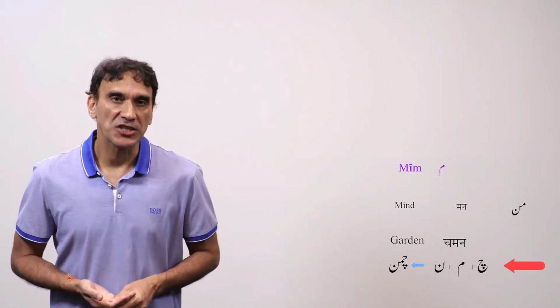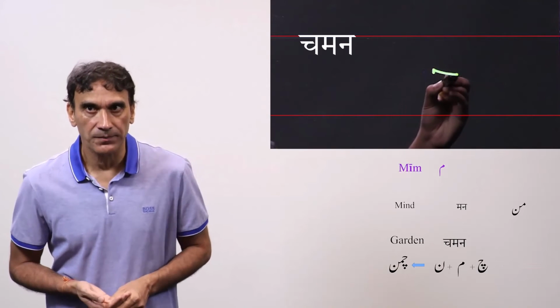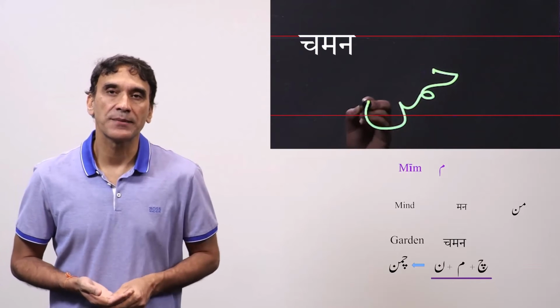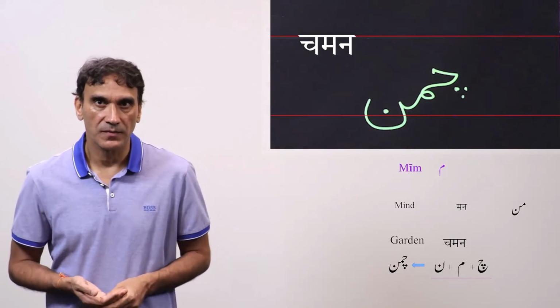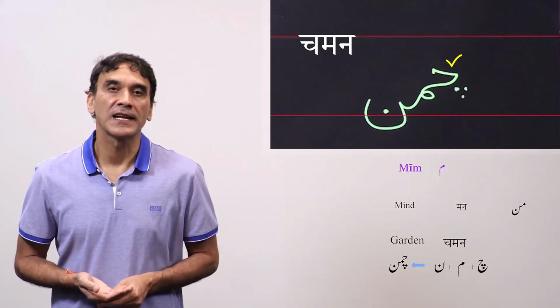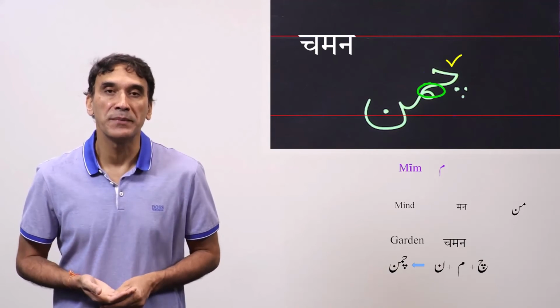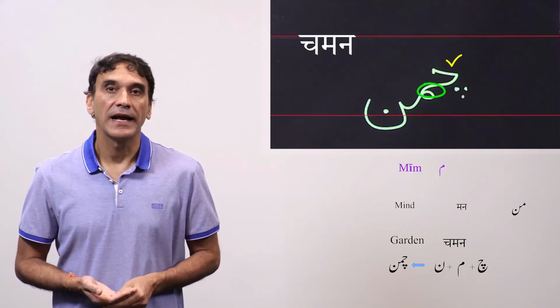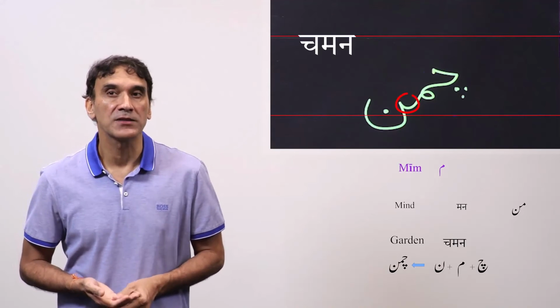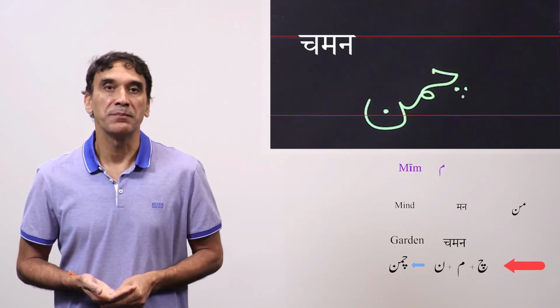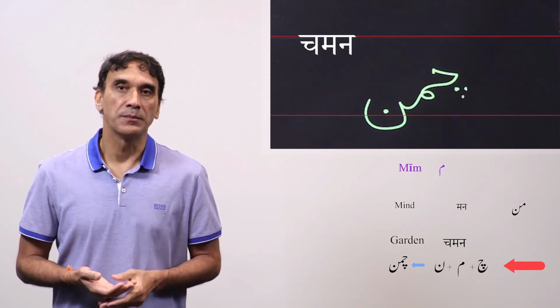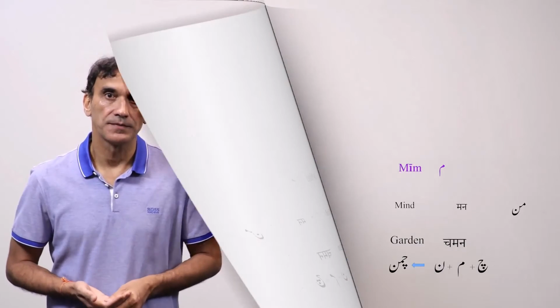The second word is chaman, meaning a garden. Here Mīm comes in between 2 letters and takes the medial form. The spelling is che plus Mīm plus noon, chaman. You write the initial form of the letter che, then connect it to the medial form of Mīm, and the medial form of Mīm will be connected to the final form of noon, the n sound. So che mim noon, chaman.